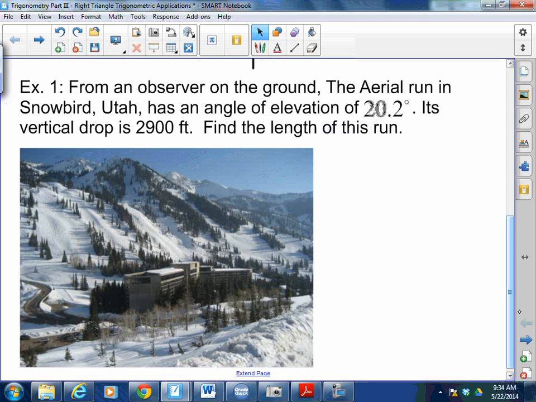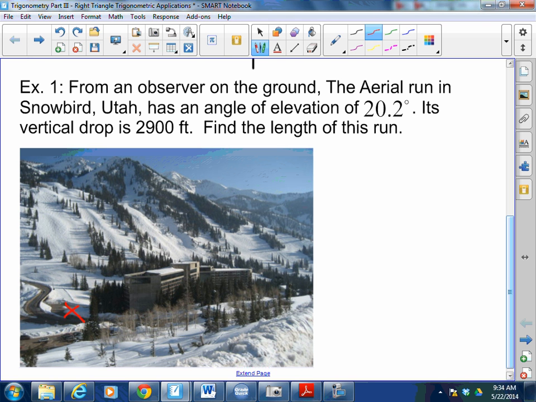From an observer on the ground, the aerial run in Snowbird, Utah, which, by the way, this is the aerial run in Snowbird, Utah, has an angle of elevation of 20.2 degrees. Its vertical drop is 2,900 feet. Find the length of this run. So, you've got an observer right here.